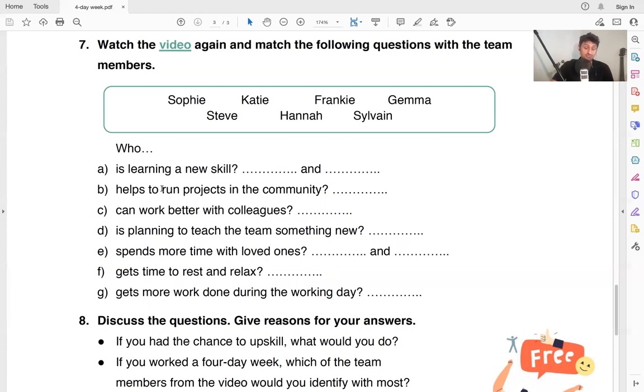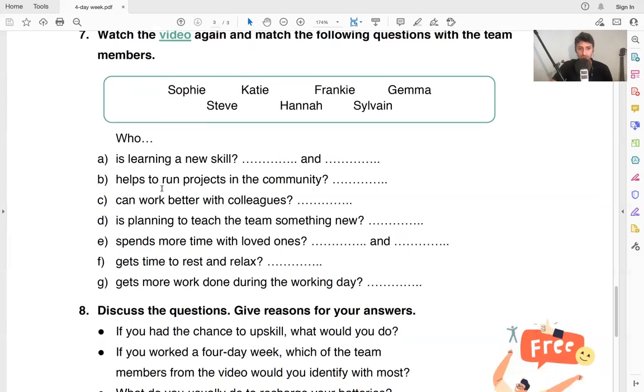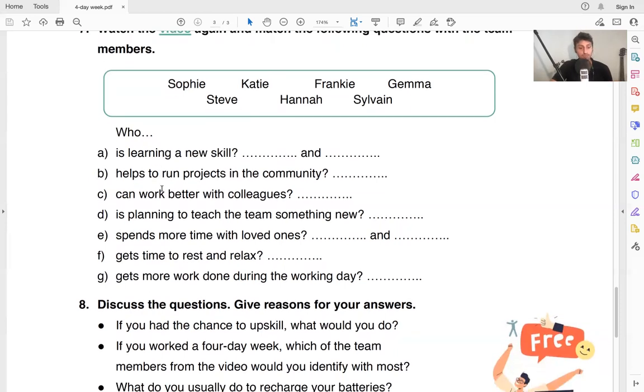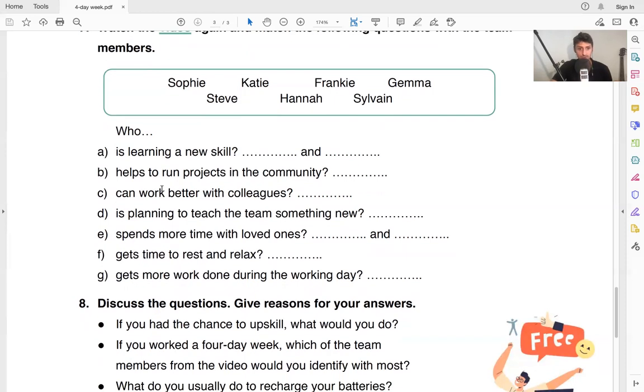Now some of these employees also spend more time with loved ones. So if you spend more time with loved ones, you'll be happier, one assumes. You'll be happier, and if you're happier, you will be better at your job, right? You'll be a healthier, happier person. You'll be more positive at work, and that could translate to more productivity, which is really the key in business. You want to increase your productivity.